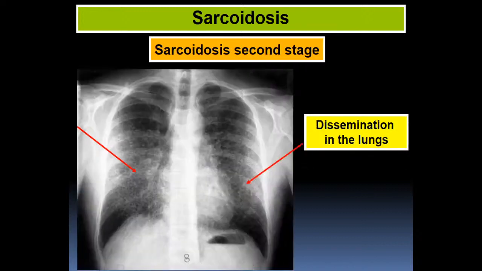But at the next stage, the second stage of sarcoidosis, we should differentiate it from disseminated processes in the lungs, especially miliary tuberculosis. In this stage, sarcoidosis looks very much like miliary tuberculosis. We can see small focal shadows in both lungs also. This is the symptom of dissemination.